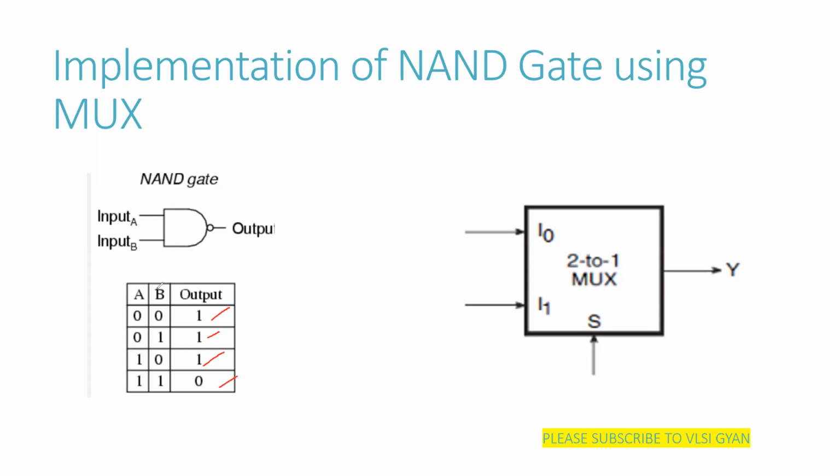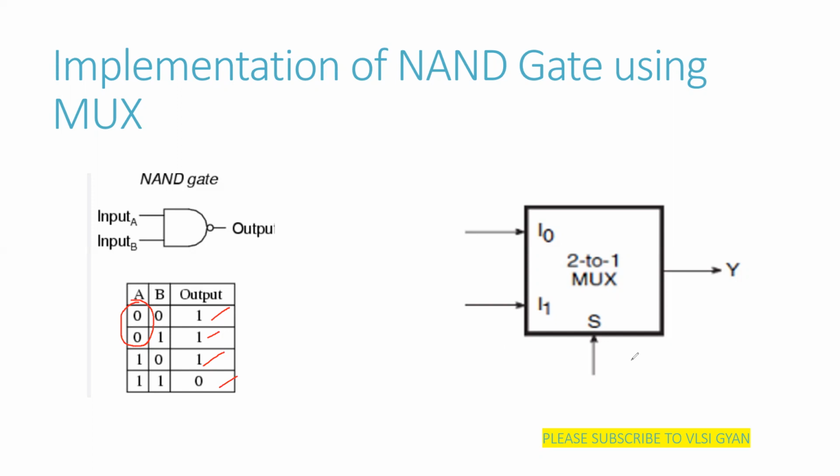Similar procedure to implement. What you need to do? You need to consider when A is 0. These are the two conditions when both the A values are 0. Here also it is 0, here also it is 0. So when A is 0, what happens to your output? Your output is 1. If B is 0 also, it is 1. B is 1 also, it is 1. Means it does not depend upon the value of B. It only depends upon when A is 0, it is simply 1.